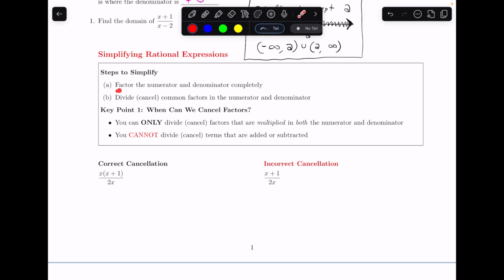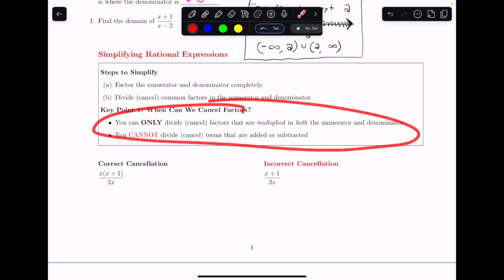I first want to factor the numerator and denominator as much as I can, and then divide any common factors in the numerator and denominator. Sometimes we call that canceling. Okay, so I want to explore when can we cancel, when can we not, through an example, and then I'll try to summarize the key facts.